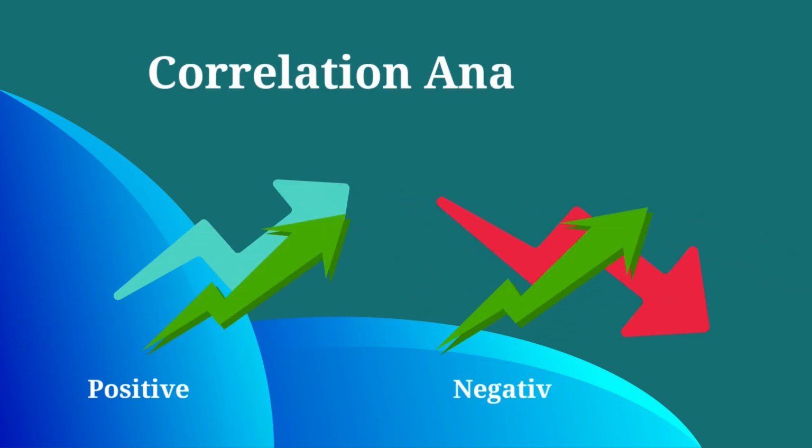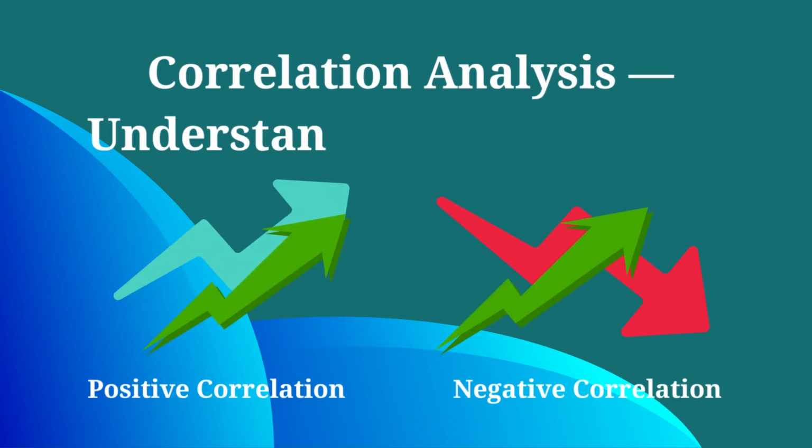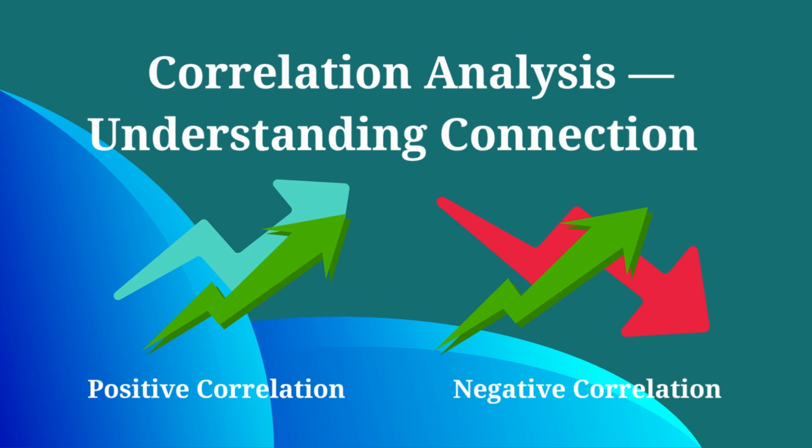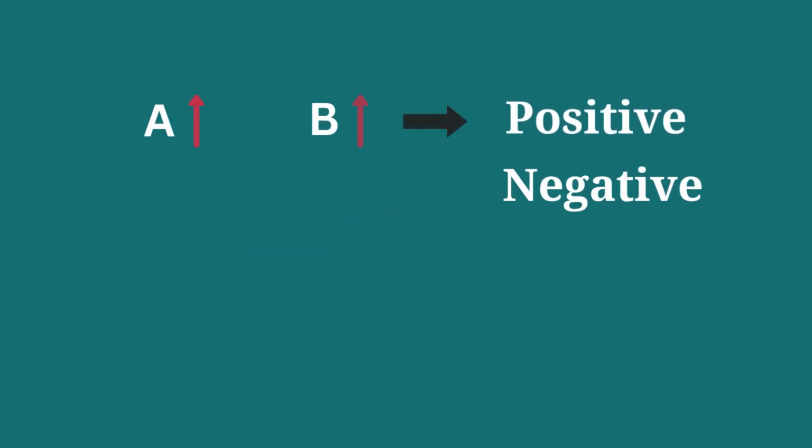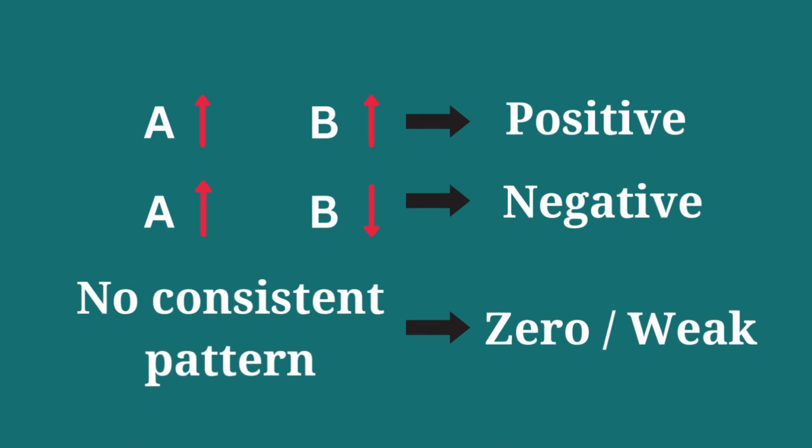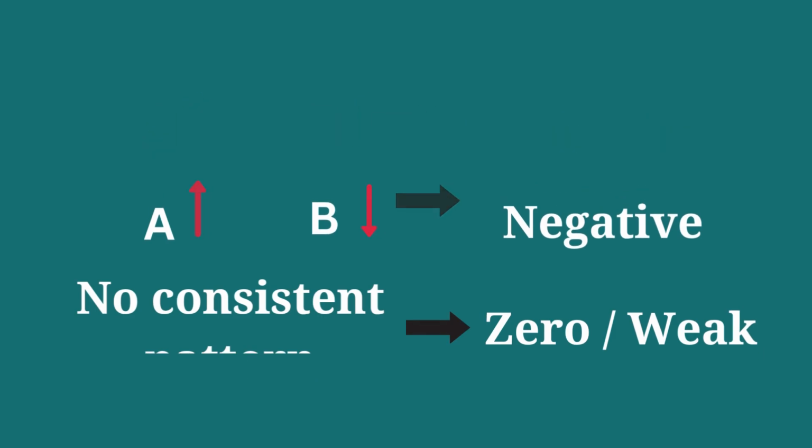Third, correlation analysis to understand how two factors move together. Correlation analysis helps measure how two variables move together and whether that movement is positive, negative, or unrelated. If one increases when the other increases, that's positive correlation. If one goes up while the other goes down, that's negative correlation. If there is no consistent pattern, correlation is zero or weak.